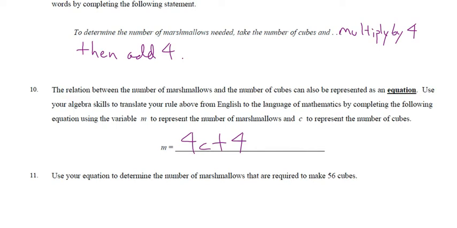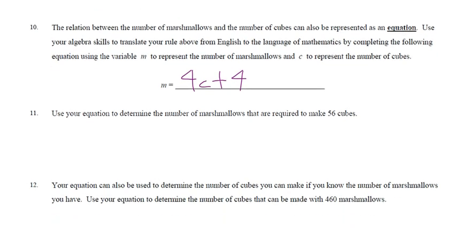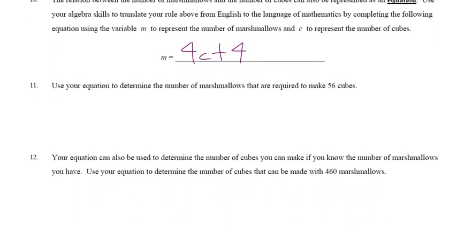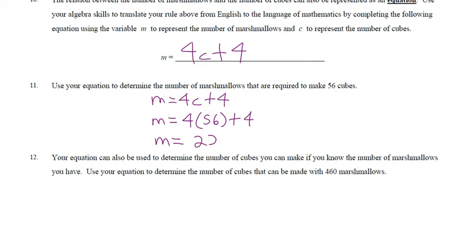Use your equation to determine the number of marshmallows that are required to make 56 cubes. So what do we do? So I have an equation. Equation is like a formula, right? So remember the secret to math. Formula, substitution, answer. What do I substitute and where do I put it? Okay, so I make C 56. It's my substitution.